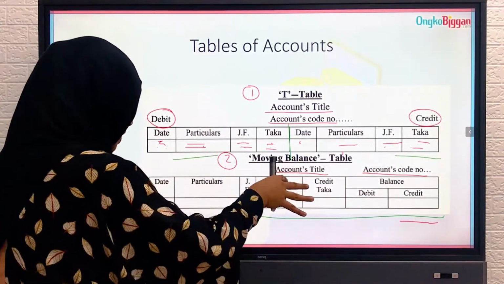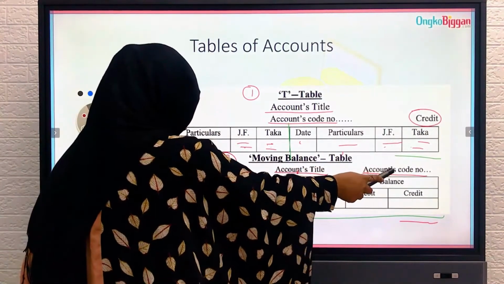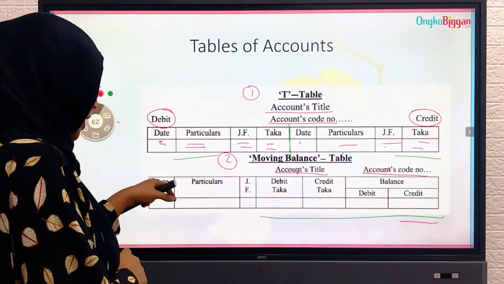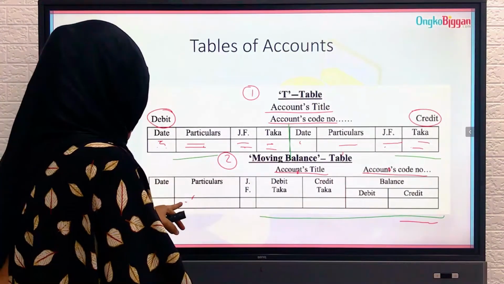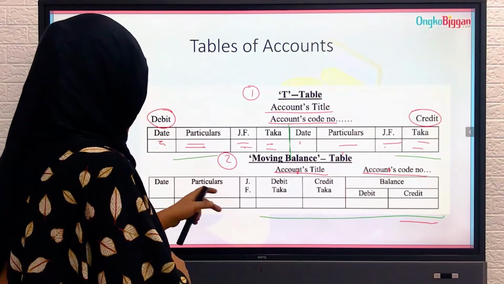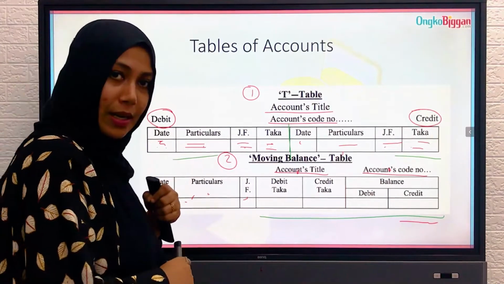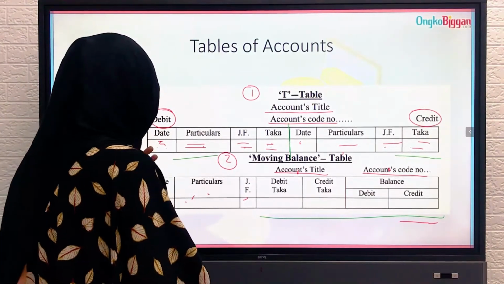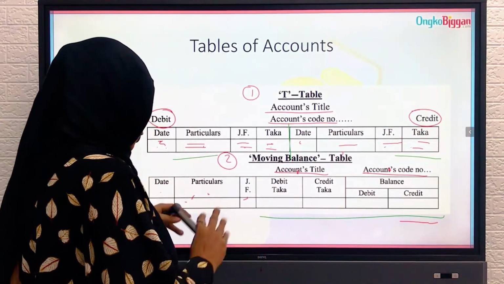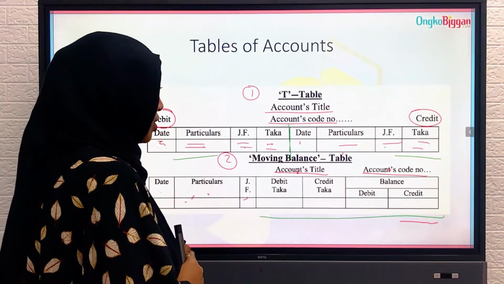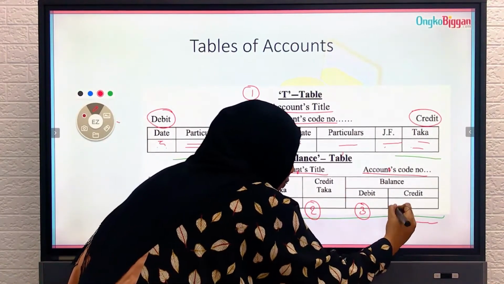Coming to the moving balance table, as I already said, there will be a title of account and an account code number. There is one column each for date, description or particulars, and journal folio. Date is given, particulars is given, journal folio is given, right? This is common to both, and then there are a total of four columns for the taka amount: 1, 2, 3, 4.